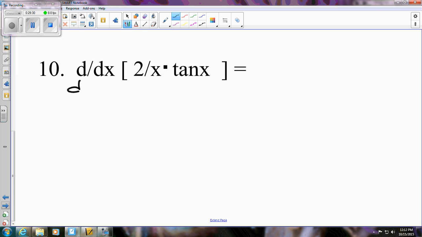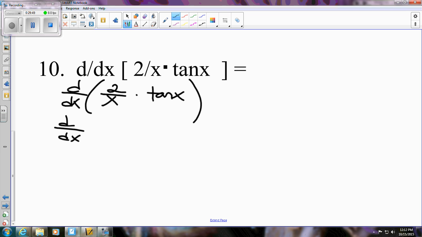So you're taking the derivative of 2 over x times tan x. Now, we could leave it like this, and we'd have a product. Can we just write it as one quotient? Before we even take the derivative, why do the product rule? We could, but if we just write it as 2 tan x over x, it's not as bad. You know what I'm saying? Yep, got to use the quotient rule.